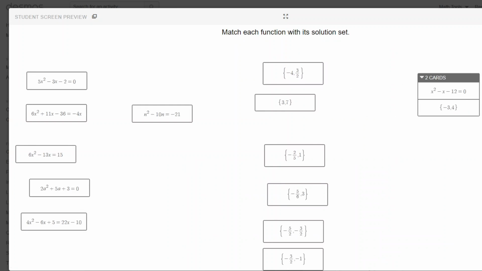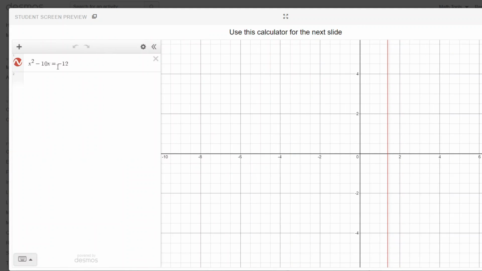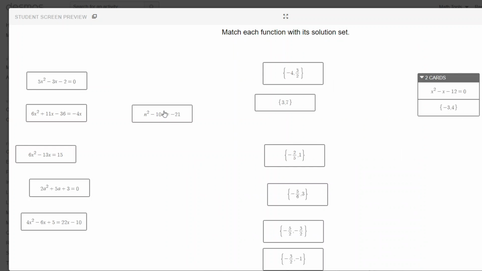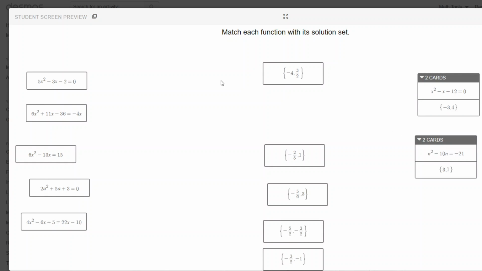Did I actually copy this one down correctly? -21. Whoops. Let me go quickly change that. So that does actually show you, if you do mistype, you are likely to get a totally wrong answer. So just make sure you're being careful with that. So 3 and 7. There we go. So there's 2 done already.